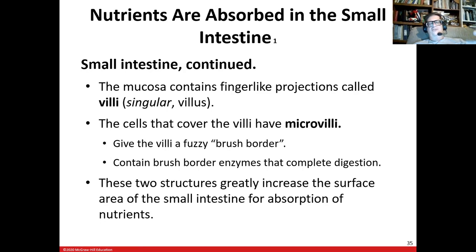But it says these two structures greatly increase the surface area of the small intestine for absorption. You've already heard me say it, it's three structures. Circular folds, which are the one not mentioned in the book, covered with villi, which are covered with microvilli. All right, so that's fine. If you want, ask me about the extreme circular folds that we see in sharks. We call that a spiral valve in the intestine. It's insane, it's weird, it's awesome.